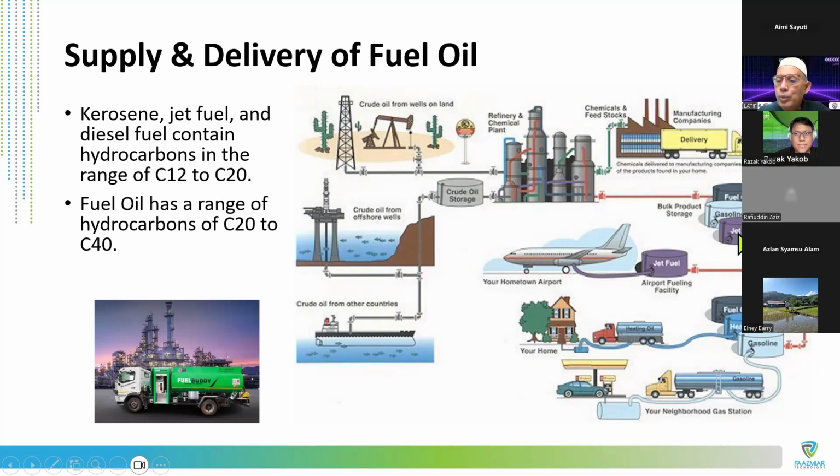and then you can also go to the storage. From the storage, we deliver to the customer, either through pipeline or by trucking, using trucks to the house and even to the petrol station. Okay, so that's how the supply and delivery of fuel oil works.